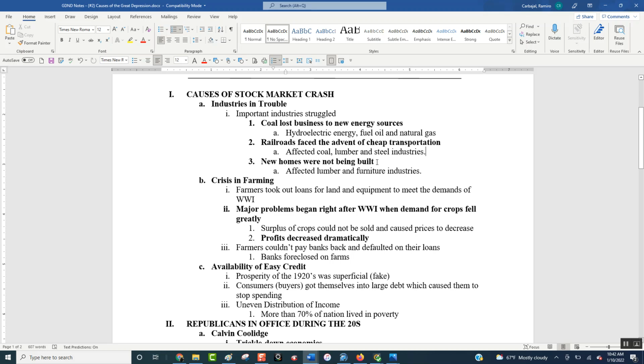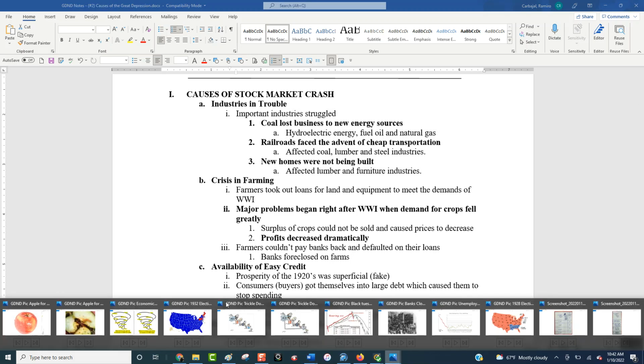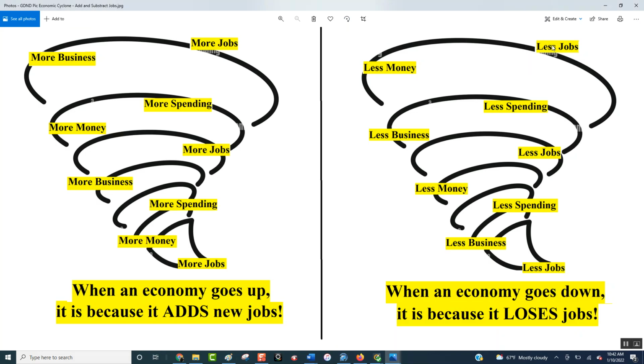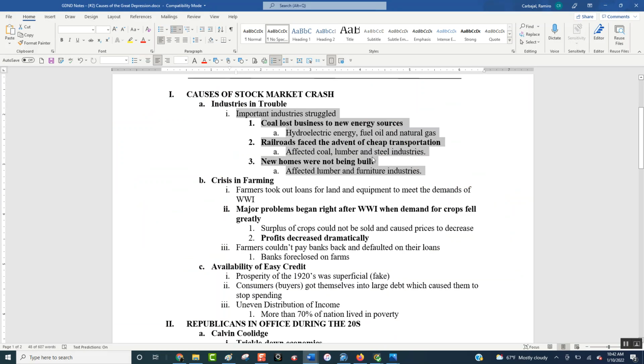Jobs, jobs, jobs. Even new homes were being built, which affected the lumber industry again, and even furniture industries. So when all these major industries struggled, it meant loss of jobs. And as we go again back to the cyclone, loss of jobs equals less money equals less spending equals less business. When business goes down, once again, jobs, less money, less spending, less business, less jobs. And like I said, had industries in trouble been the only one, it would have been bad, but not horrible.